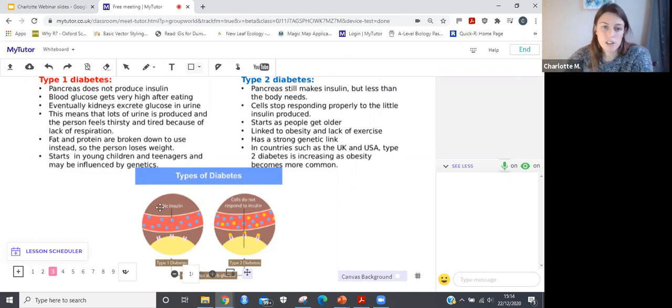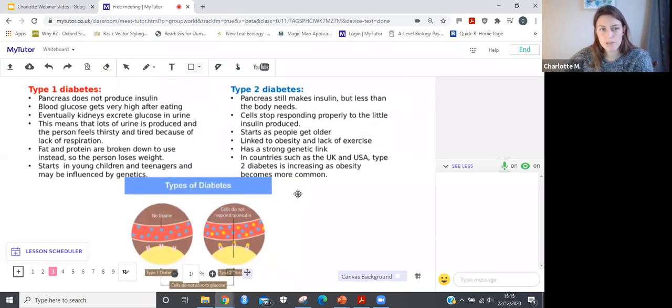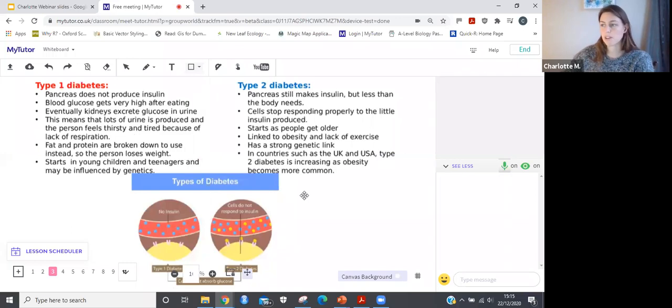And you can see this diagram here. They've illustrated quite nicely the difference between the two types. So in type 1, there's no insulin at all. You can see no insulin there in the blood. Whereas in type 2 diabetes, the insulin is there, the yellow bits, but the body doesn't recognize them. So it doesn't respond to it and doesn't use the insulin to get the glucose out of the blood. So I'm going to stop there for a second and have a quick look through the Q&A. And then we'll move on to treatment of diabetes afterwards.